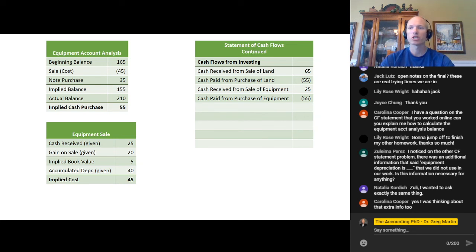Yeah, the depreciation, again, that was just extra information. Sometimes when I'm building these questions out, I intend to do one thing and then I do something else for the puzzle, and then I leave in information that I probably should have gotten rid of. And that's one of those situations.